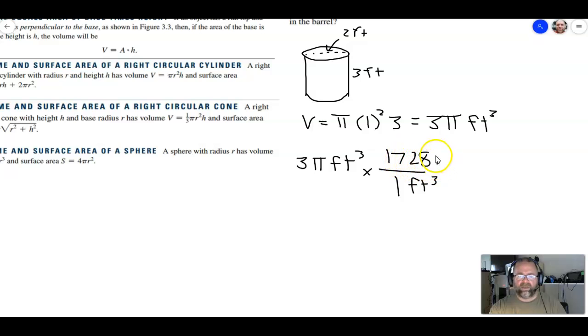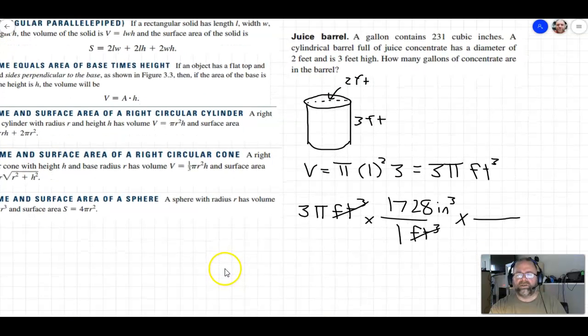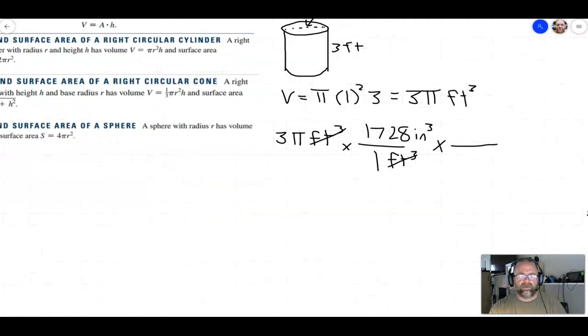1728 cubic inches in 1 cubic foot. And then I'm going to multiply that. Now, remember I got rid of my cubic feet, so now I want to get rid of my cubic inches. And the problem told me that there are 231 cubic inches in a gallon. So going back up here, there are 231 cubic inches in 1 gallon. Now you may say, how come you put the cubic inches on the bottom? I did that because I don't want the cubic inches in my final answer, and I want them to cancel out with the cubic inches up here. So that's why I put them on the bottom.